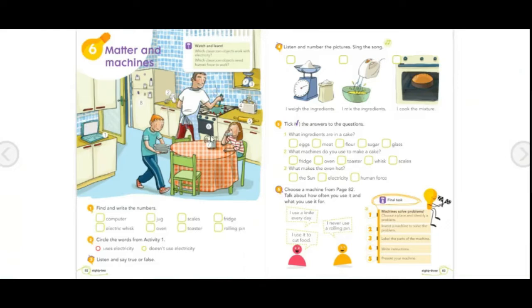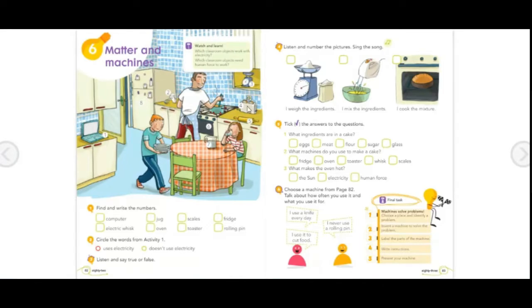The second one, the oven. Do you think that the oven has metal parts? If you don't know, you can go to the kitchen, open the oven or look at the oven, and you will know if the oven uses metal parts or not.